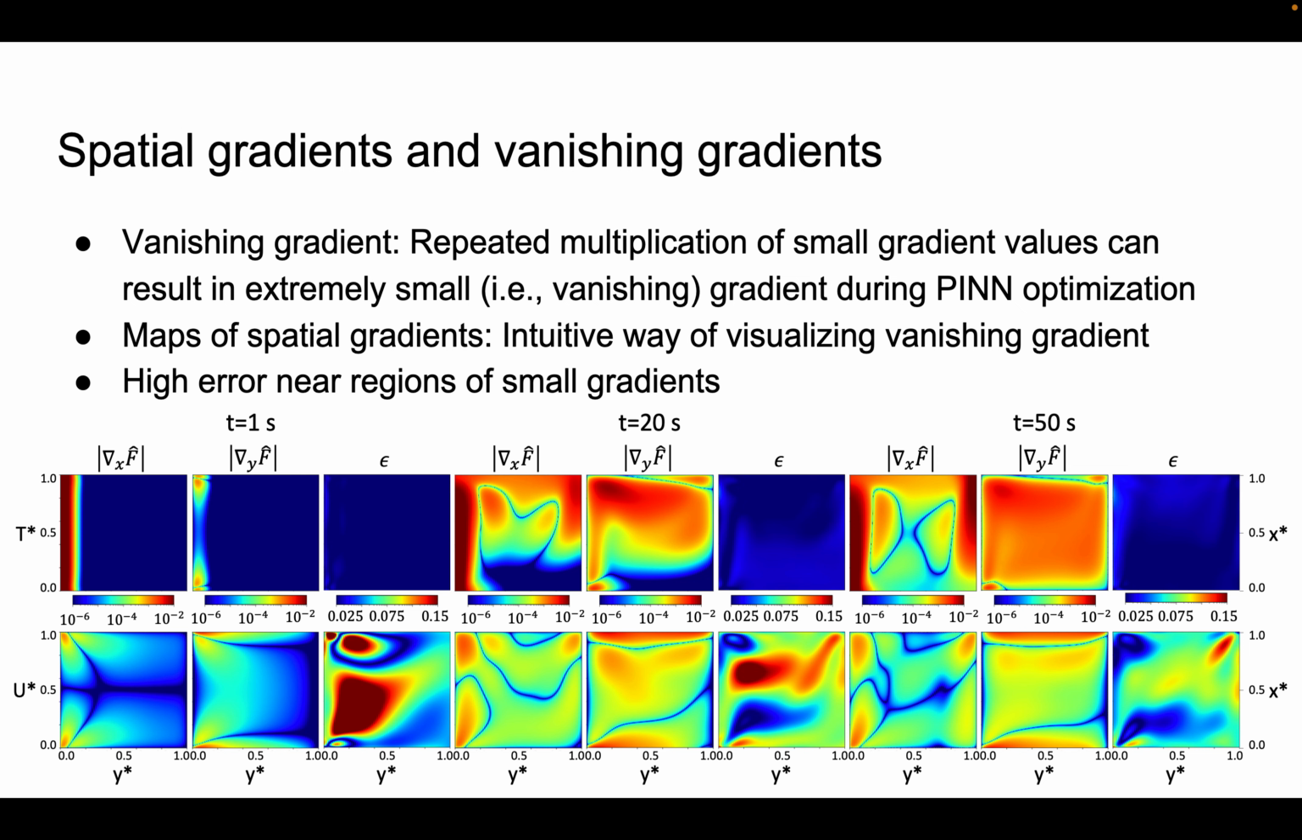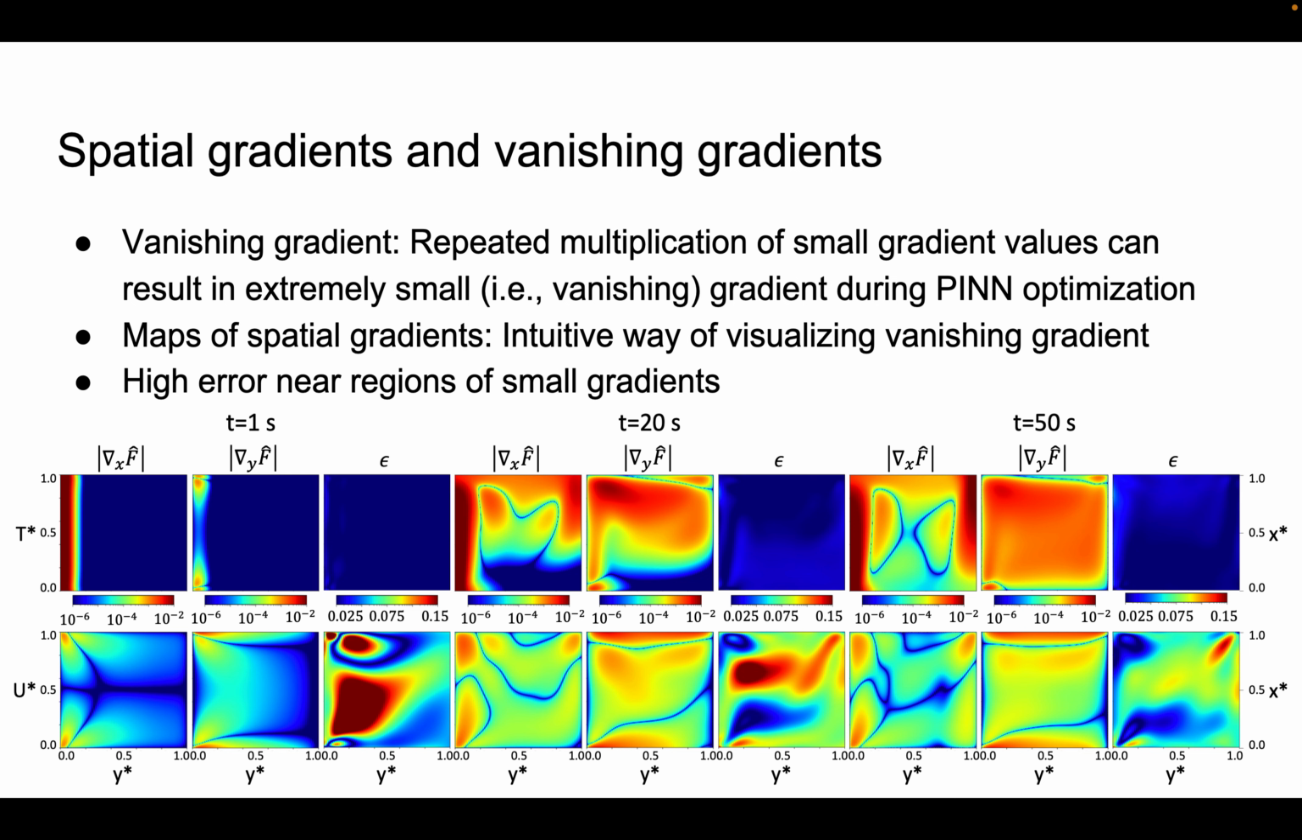And so here we map out the spatial gradients, and it seems like an intuitive way of visualizing the vanishing gradient cases. Here we're plotting these on 10 to the negative 6 to 10 to the negative 2, so order of 10 to the 4. And then here we're plotting the temperature and x velocity gradient fields. And we see that the higher error occurs near areas of small gradients.